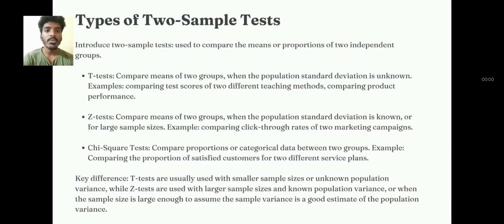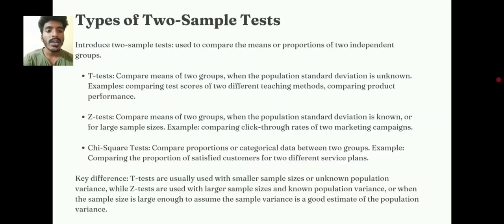As for types of two sample tests, we introduce two sample tests used to compare the means or proportions of two independent groups. T tests compare means of two groups when the population standard deviation is unknown. Examples: comparing test scores of two different teaching methods, comparing product performance. Z tests compare means of two groups when the population standard deviation is known or for large sample sizes. Example: comparing click through rates of two different marketing campaigns.